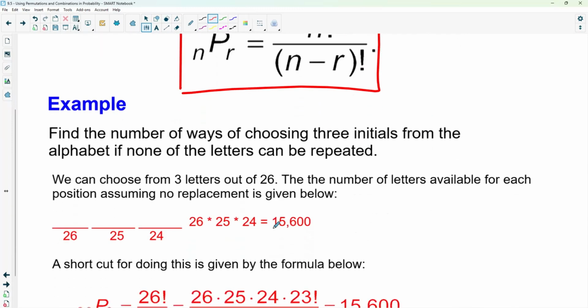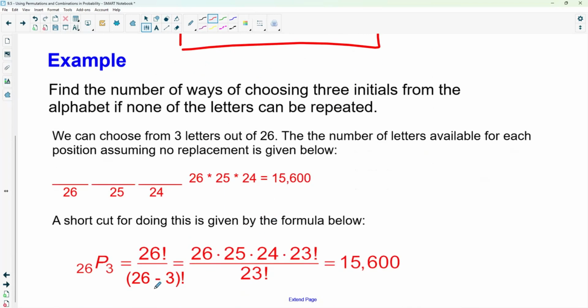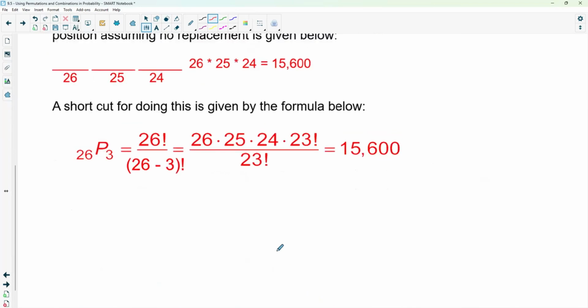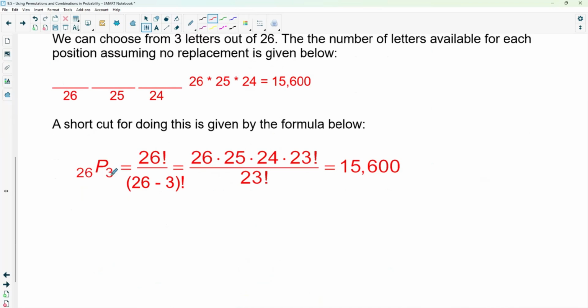Okay, so let's say that I want to do that same problem with the formula instead, right? Then I would do from 26, select 3. So 26 factorial over 26 minus 3 factorial. That's 23 factorial. And you see, I did not write everything out, 26 times 25 times 24 times 23, and continue, because I know that this can cancel with that. I can cancel that. And then I'm left with 26 times 25 times 24, which is 15,600. Okay, so that is possible.